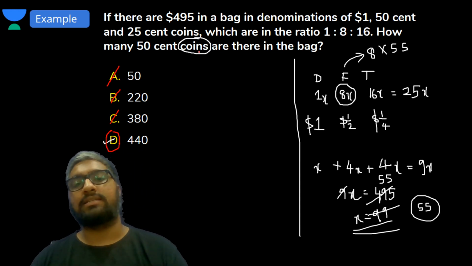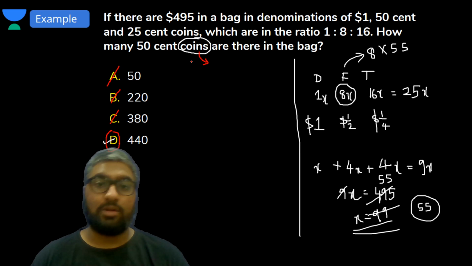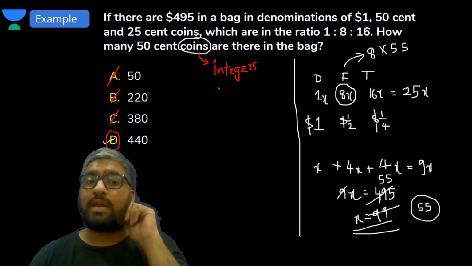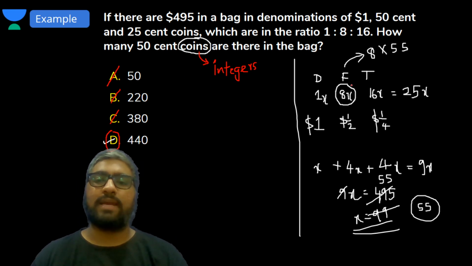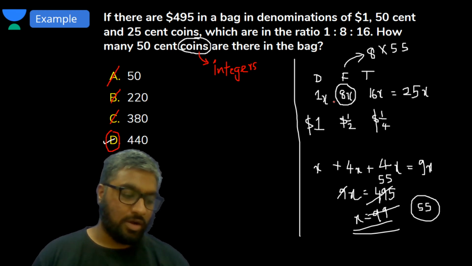If the entities are physical entities, something that cannot be partial, whole values, which we call integral values, in the form of integers, then you can quickly eliminate answer choices based on the multiples. Got it?